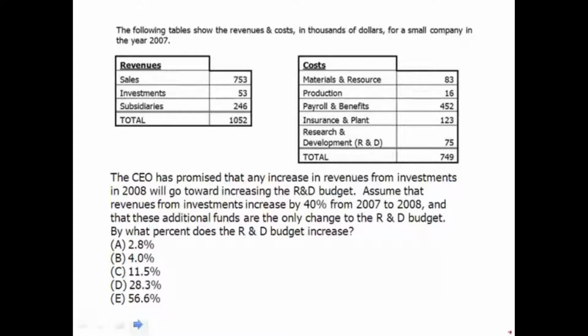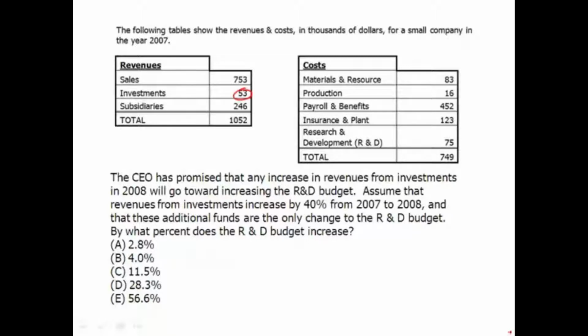The CEO has promised that any increase in revenues from investments in 2008 will go toward increasing the R&D budget. Assume that revenues from investment increased by 40% from 2007 to 2008, and that these additional funds are the only change to the R&D budget. By what percent does the R&D budget increase?